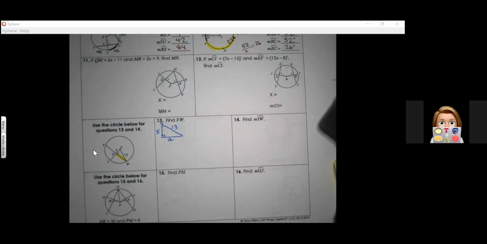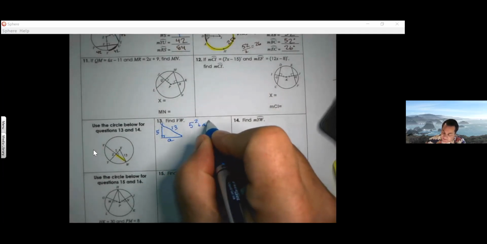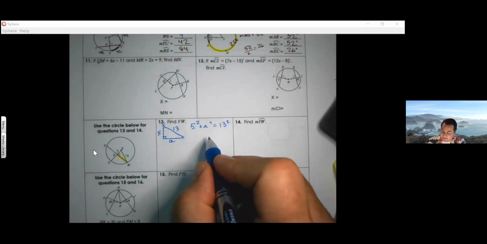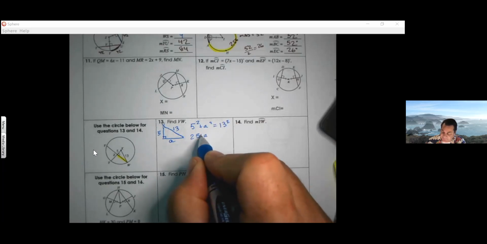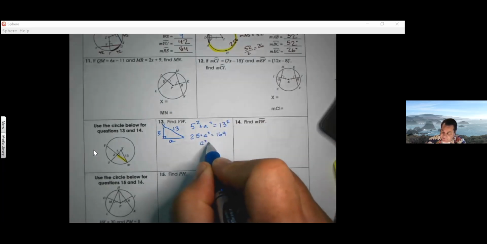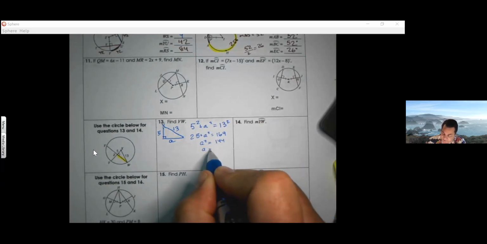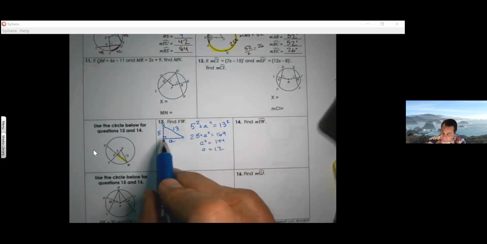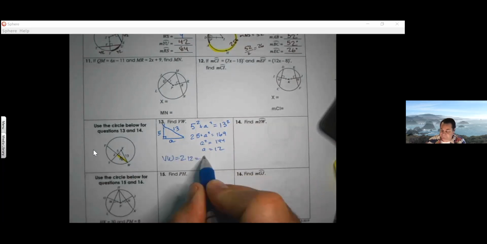Pythagorean theorem. Good. So 5 squared plus A squared equals 13 squared. And some of you might even know this from the Pythagorean triples, because this is one of our Pythagorean triples. So A squared equals 144, so A equals 12. And if that part's 12, then the whole length of VW would equal 2 times 12, which is 24.